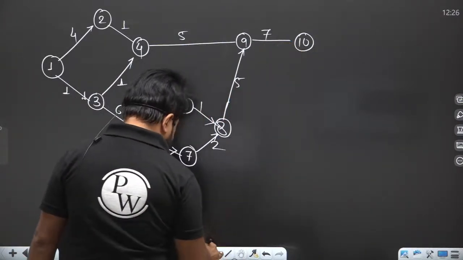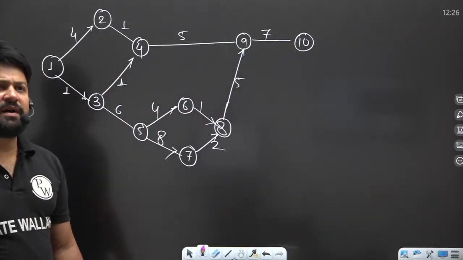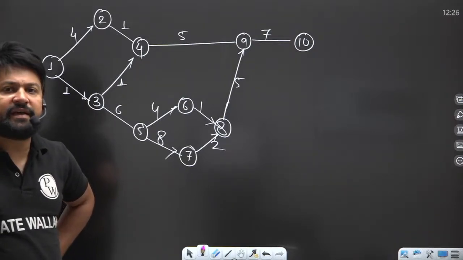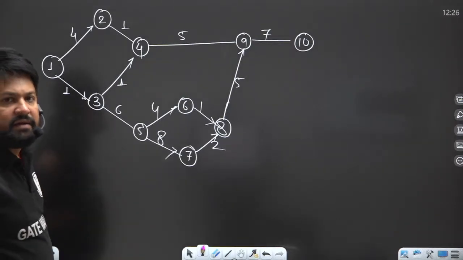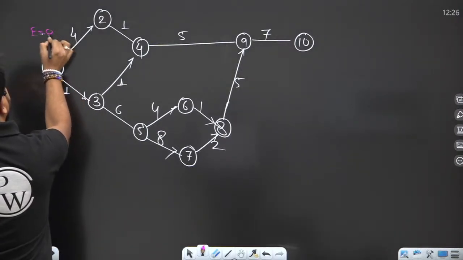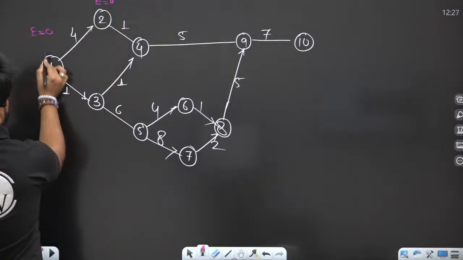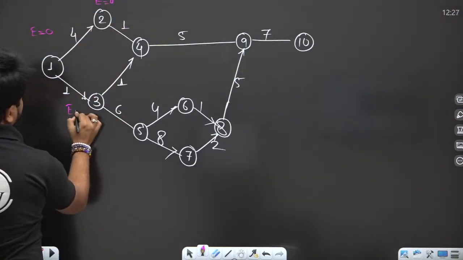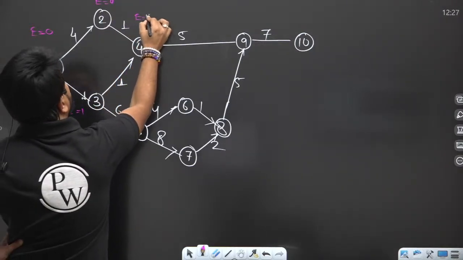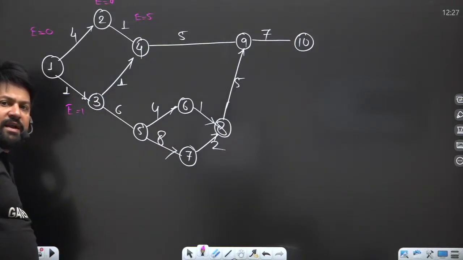Now find out the E and L. How can you find the E and L? Tell me. My dear, here you can write that E is 0, right? So 0 plus 4, here E will come out 4. And here 0 plus 1, E will come out 1. So 1 plus 1 is 2, 4 plus 1 is 5. So here E will come out 5. Yes or no? Am I clear or not?